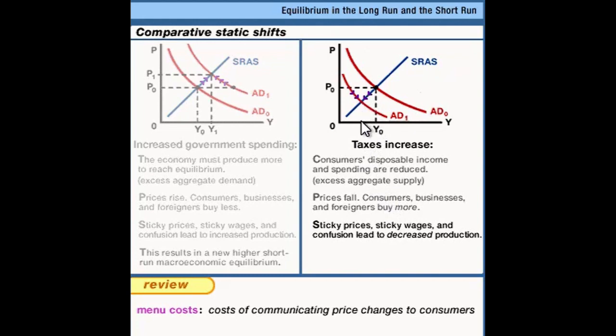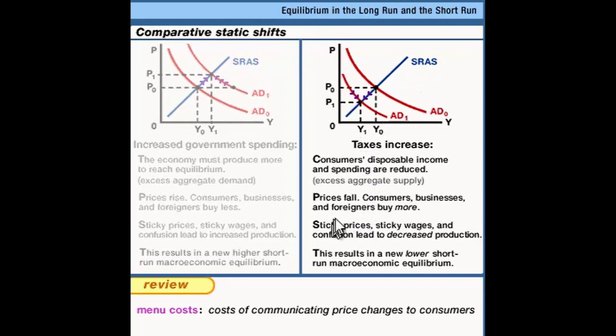So what happens when the aggregate demand curve shifts inward is the price level falls and output falls in the short run. This is the new point of short-run macroeconomic equilibrium. Well, I've shifted the aggregate demand curve twice. I should shift the aggregate supply curve at least once for good measure.